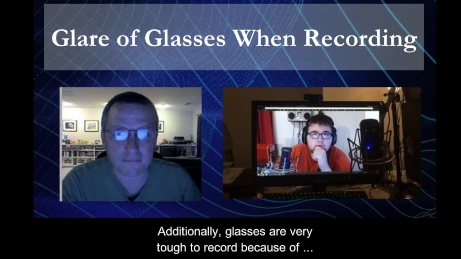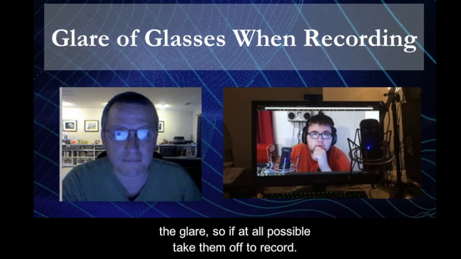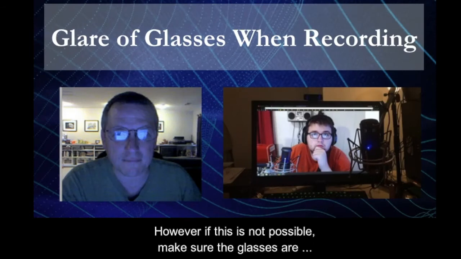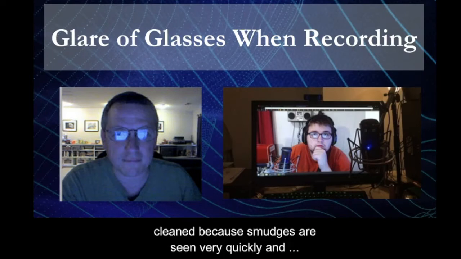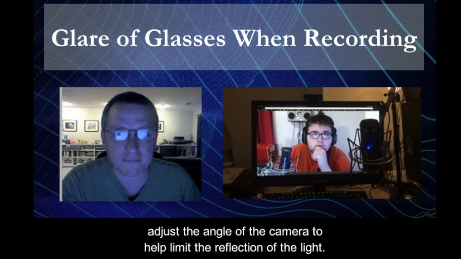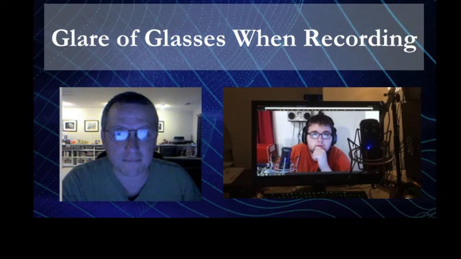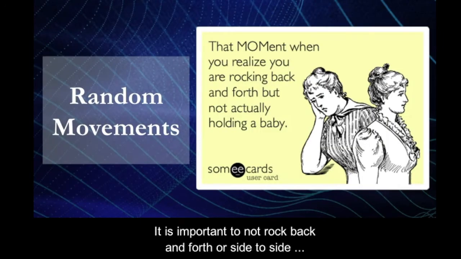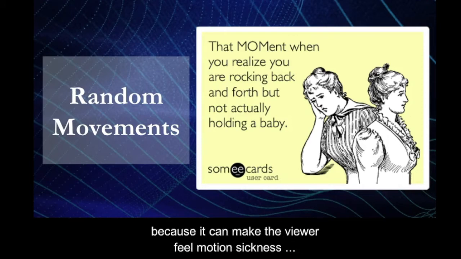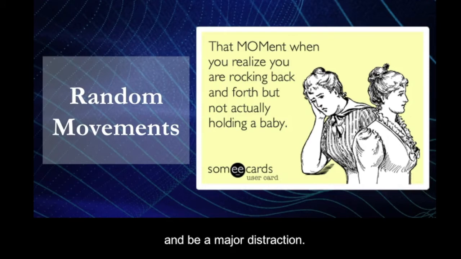Additionally, glasses are very tough to record because of the glare, so if at all possible, take them off to record. However, if this is not possible, make sure the glasses are clean because smudges are seen very quickly, and adjust the angle of the camera to help limit the reflection of the light. It is important to not rock back and forth or side to side because it can make the viewer feel motion sickness and be a major distraction.